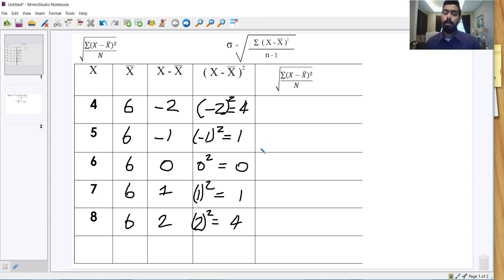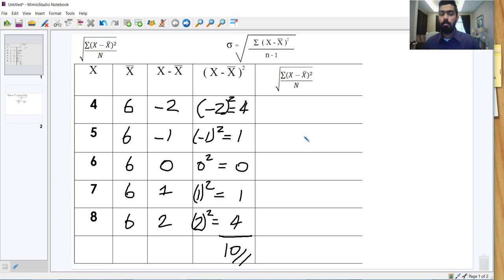Now we find the sum of it next. First we found the mean. Second, we subtracted it from the value of X. Third, we squared the difference. And fourth, we find the sum, so we add all of them up. 4 plus 1 is 5. 5 plus 0 is 5. 5 plus 1 is 6. And 6 plus 4 is 10.